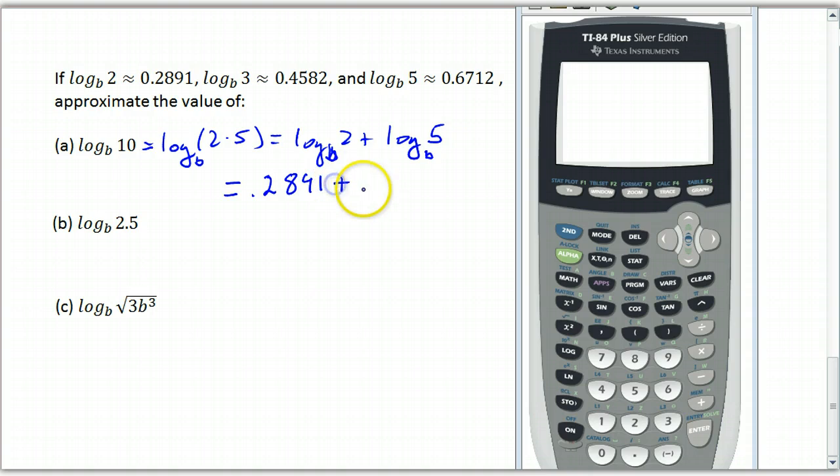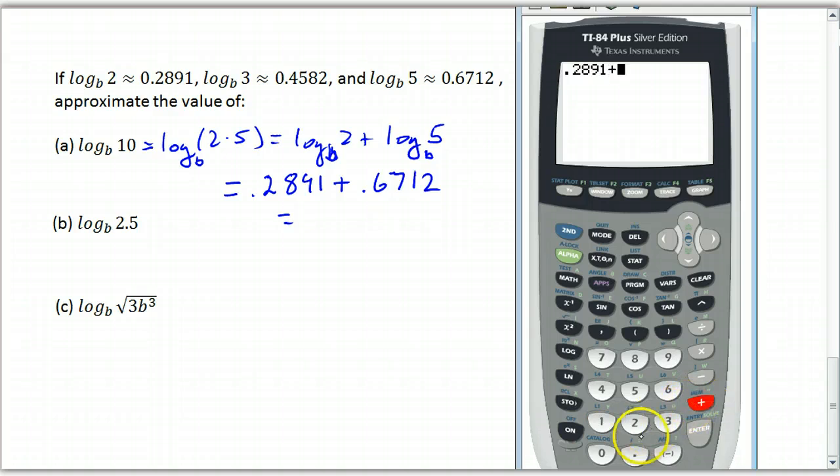0.2891 plus 0.6712, which is 0.2891 plus 0.6712, 0.9603.